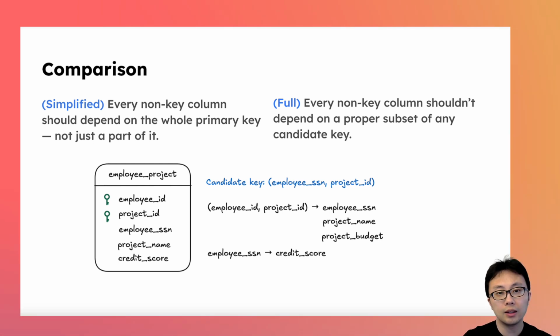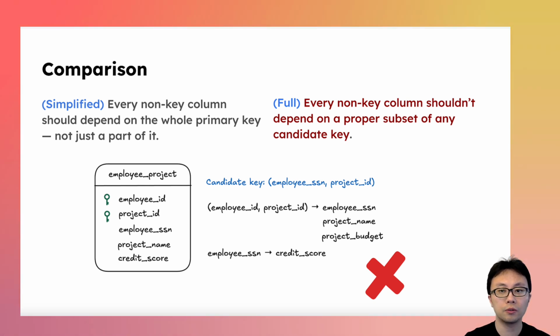Okay, let's continue. Does this table violate the criteria of the simplified version of the second normal form? Then you need to ask yourself, do you have a partial dependency on the primary key? Nope. So it's perfectly valid in the eyes of the simplified version of the second normal form. However, does the table violate the criteria of the full version of the second normal form? Employee SSN is a part of a candidate key, yet it functionally determines another column, which is the credit score. That said, you do have a violation, and the table is not in the second normal form.